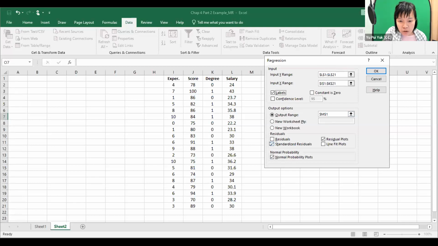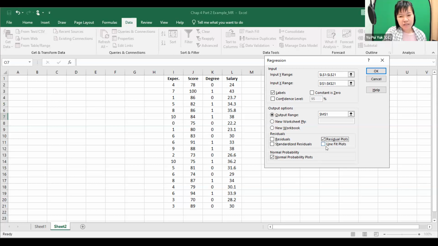Then we can also click the options, it's up to you. For the last one, the normal probability plot can help us check whether the residuals, that is the error terms, the epsilon, the random error, follow a normal distribution, or fulfill such an assumption in the regression. We can also plot the residual plot, which is the error versus the variable X, and also the line fit plots.